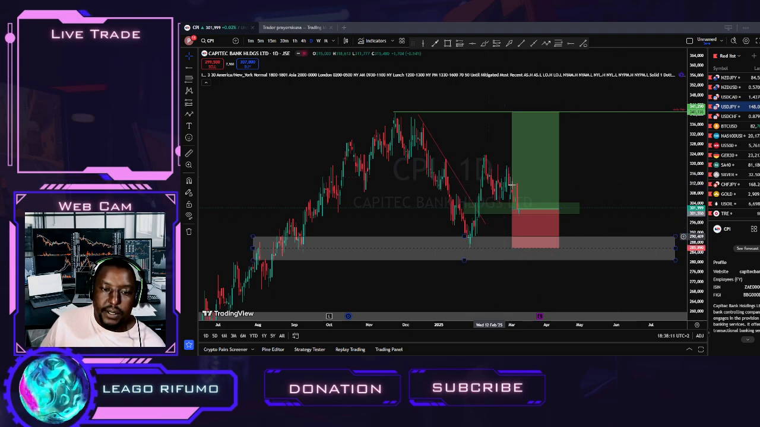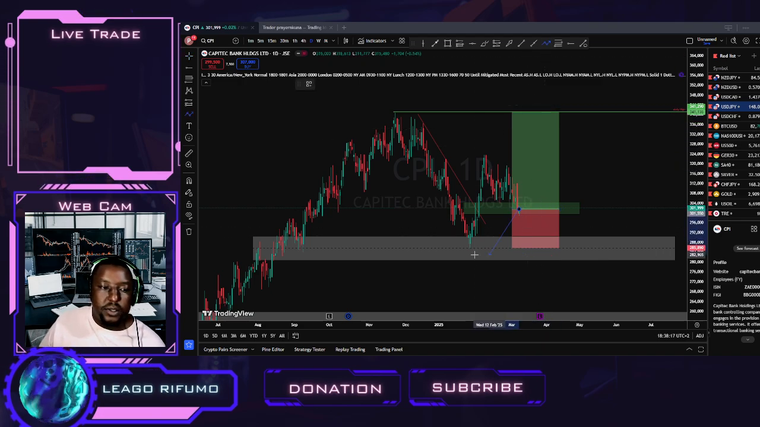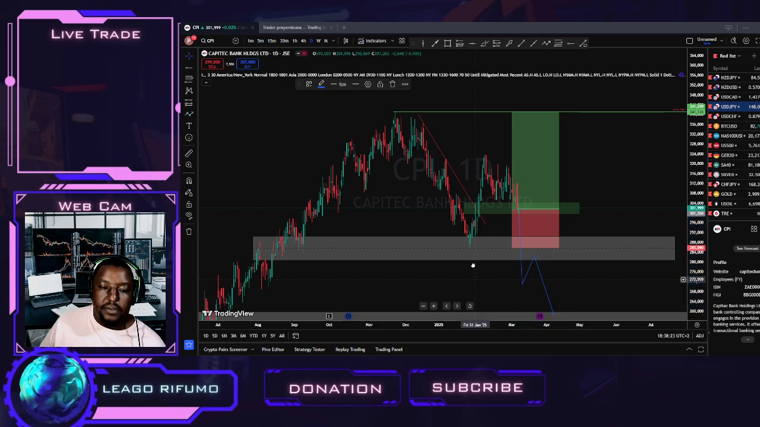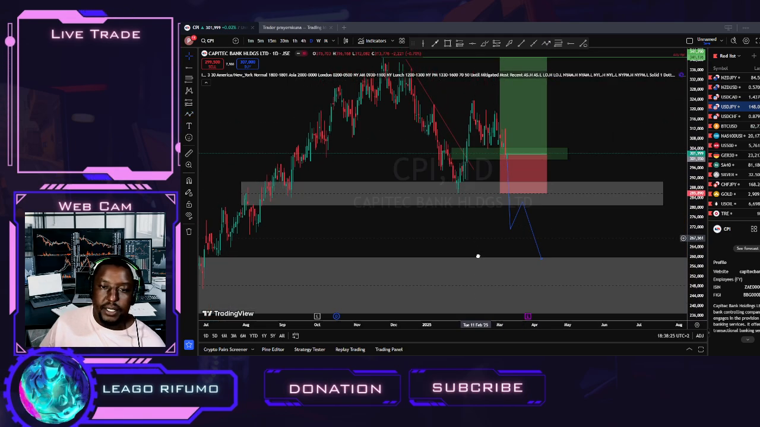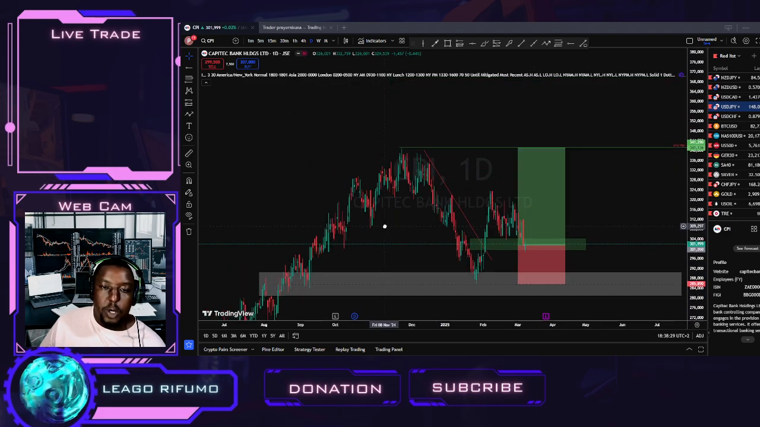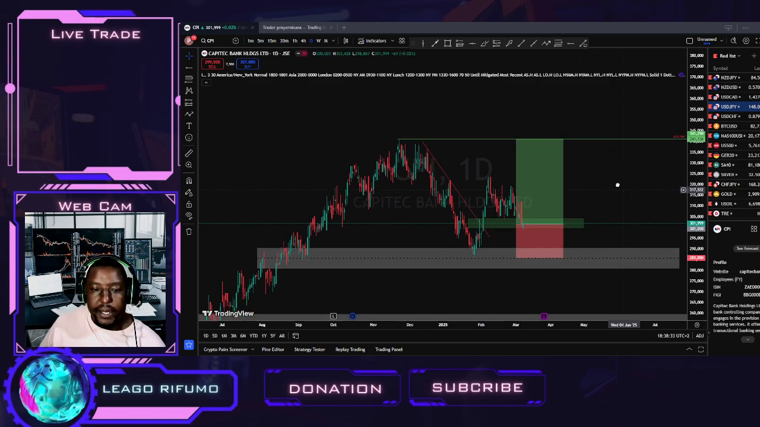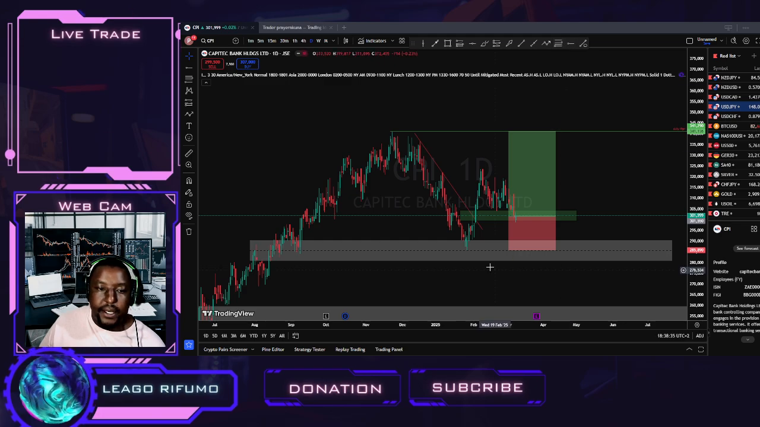Because this is a pure trade, not really an investment. But I will get out of Capitec if we start to see it continuing to break below this low and hold below. Perhaps I might look for the next phase to buy at this support here. But for now, I'm buying. I'm long Capitec. On market open, I am buying Capitec.